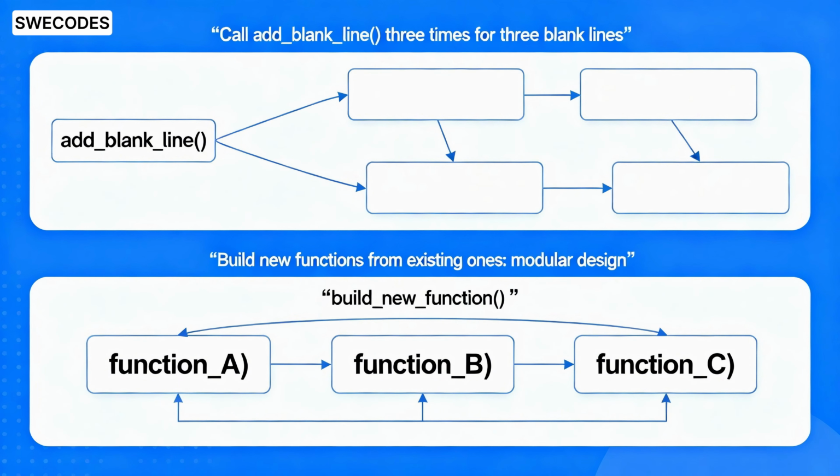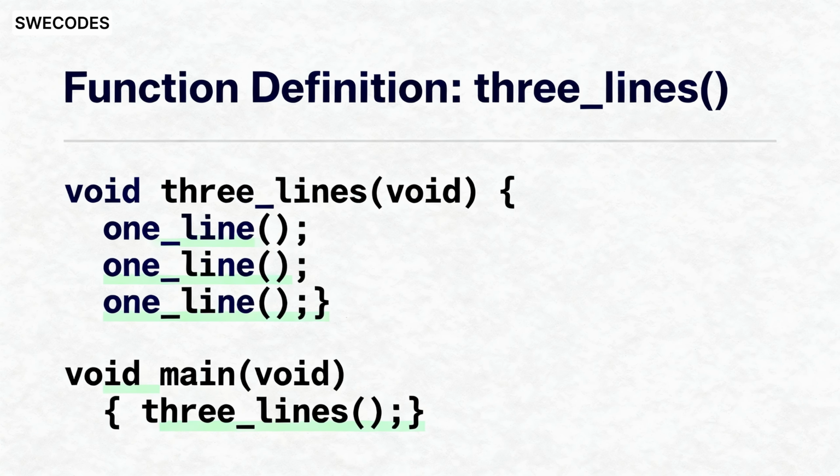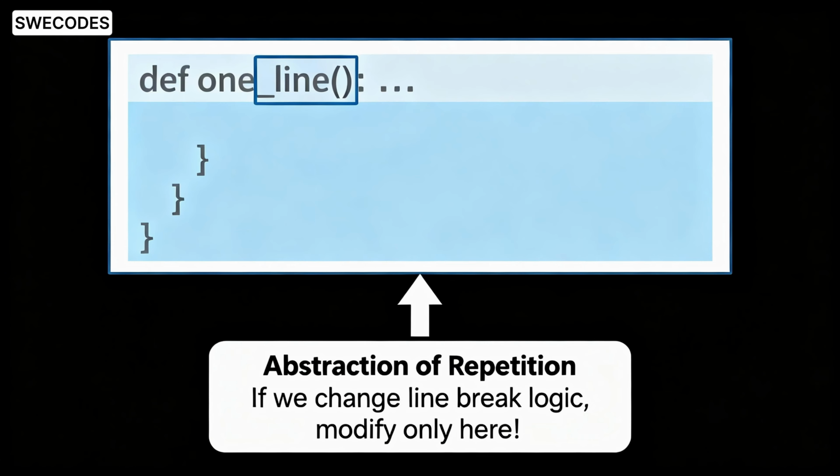But why stop there? We can build new functions out of existing ones. This is how modular design works. Let's create a new function called three_lines that calls one_line 3 times: void three_lines(void) { one_line(); one_line(); one_line(); }. Now our main function becomes even simpler: void main(void) { three_lines(); }. Notice what's happening? We've abstracted away repetition. If we ever decide to change how a line break works, we only modify it in one place, inside one_line. This is how professionals make code scalable and easy to maintain.